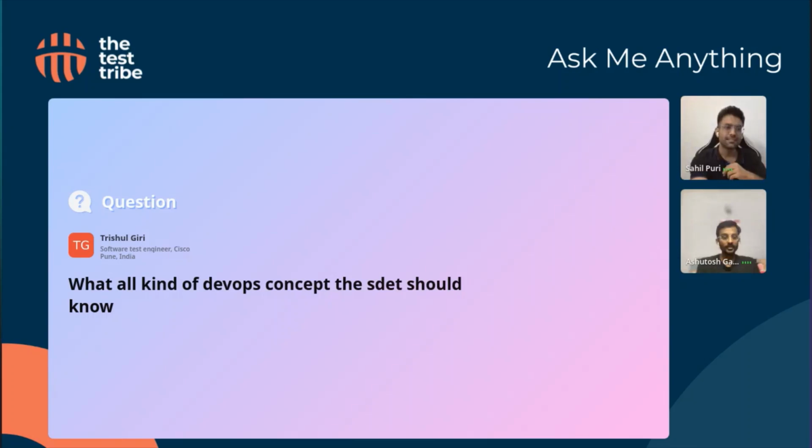The question, which I'll shorten a little, is primarily on DevOps. Just a minute, I'll search for the question. I think there was a question on what kind of DevOps concepts an SDET should know. Let's see. This is a question from Trishul. That's a very relevant question, Trishul.